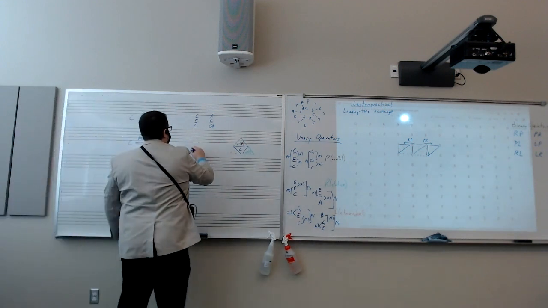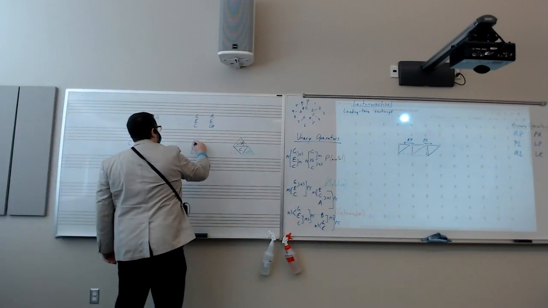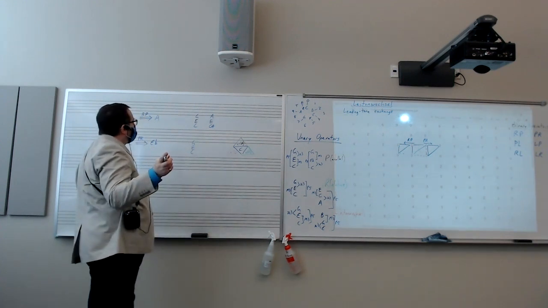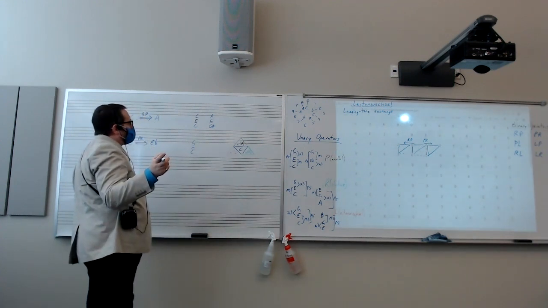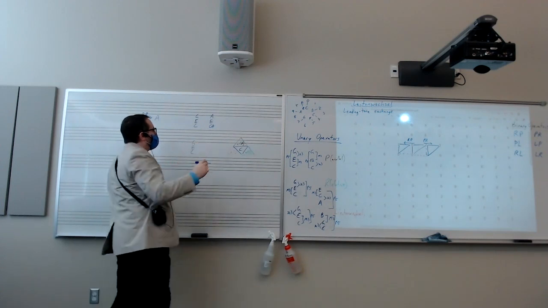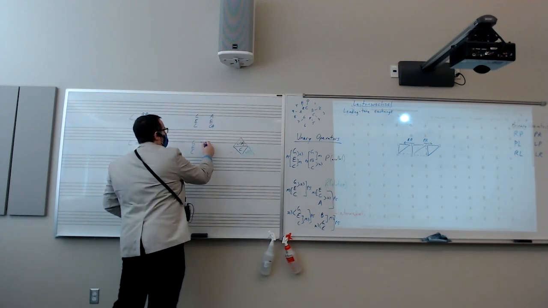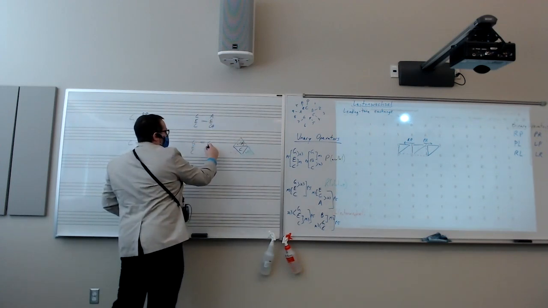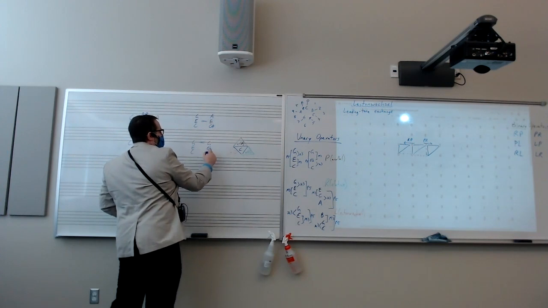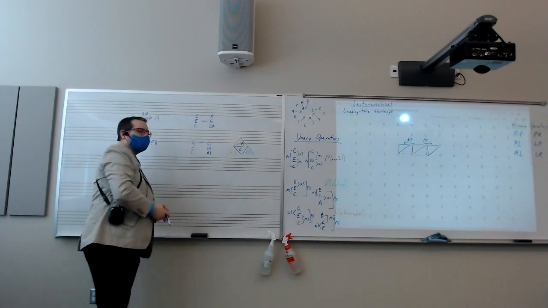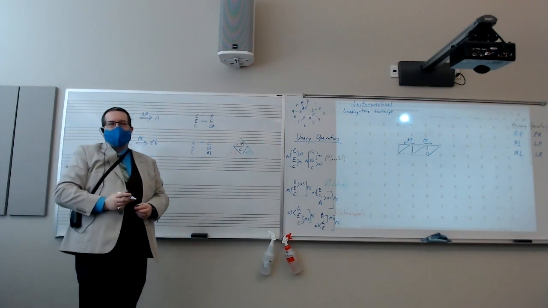Watching our common tones, which one stays the same? The 7, which is G. G stays the same. And then E goes down by half step to E flat, and the C goes down by whole step to B flat, and I've got myself a transformation. Cool.